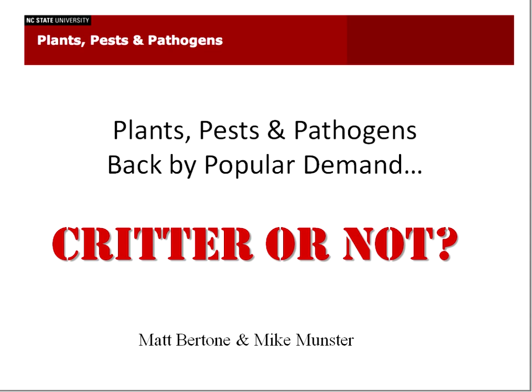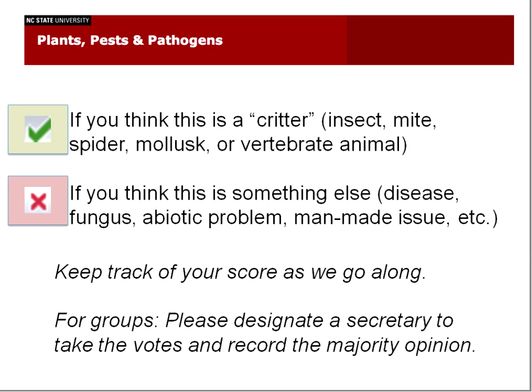by doing that. So, what we're going to do this time, to keep it a little more anonymous, is if you can use whatever symbol you want, but if you think the thing is caused by a critter or is a critter, either an insect, mite, spider, mollusk, or vertebrate, click on the check. Click whatever symbol you want on the check. If you think this is something else, like a disease, fungus, abiotic problem, or whatever, you can click on the X.